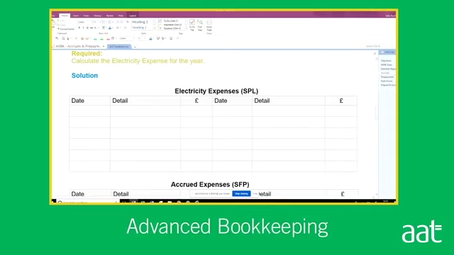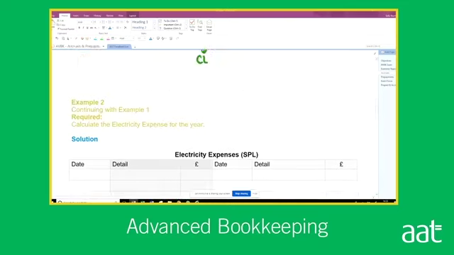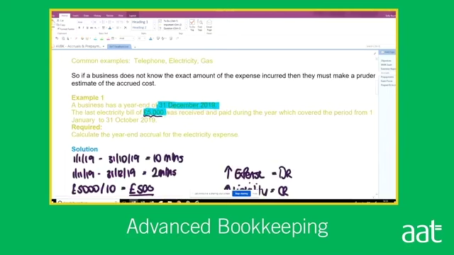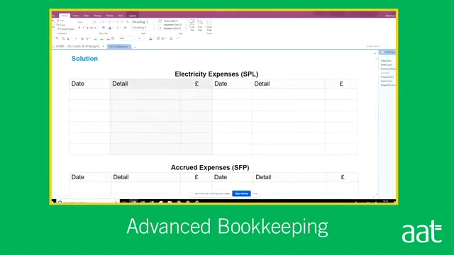So we need to deal with the bank payment of 5,000, and we then need to deal with the accrued expense that we've just calculated in example 1. So the first thing first, we just had a bank payment, didn't we? It didn't give us a date, so I won't put a date in. I'm just going to put bank, and we've got the 5,000. So I'm debiting the electricity expense because I would have been crediting the bank. So once again, I've gone back to basics with my double entry.